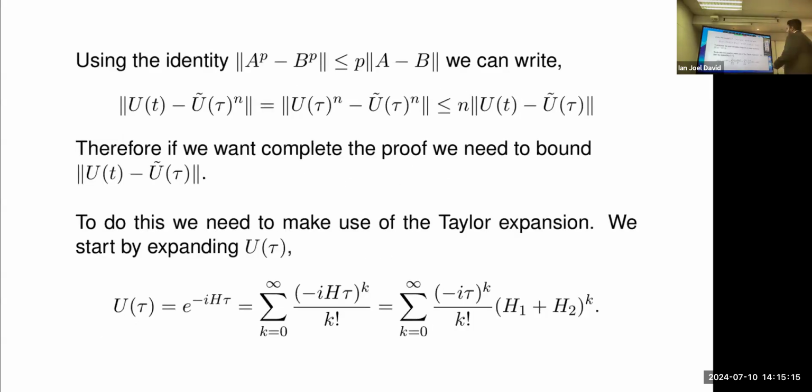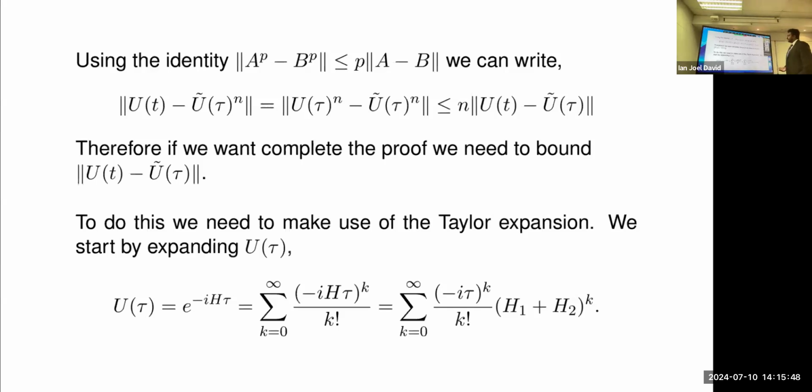So let's start in trying to prove this identity. We will use the following identity or relation, which you can find in any reference material or even some papers, and which is usually proven by induction: for any operators A and B and some natural number p, the norm of the difference of A to the p and B to the p is bounded by p times the norm of the difference of the operators. So this is going to be very useful when we are proving these types of inequalities.